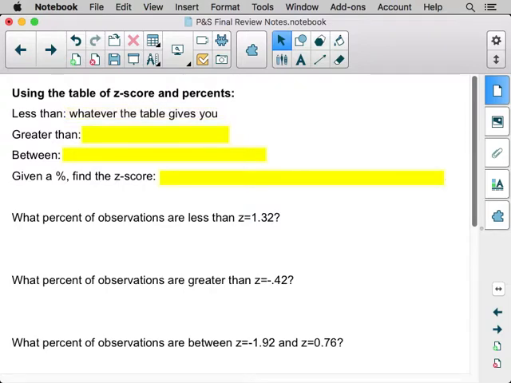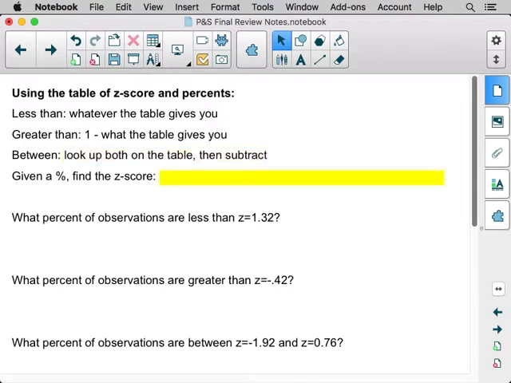So if the prompt is less than, that is literally whatever the table gives you, okay? You look at your z-score in the table, and whatever it gives you, boom, that's your answer. Greater than, remember you have to take 1 minus whatever the table gives you, okay? You have to do the reverse because the table is built for less thans. For between, you have to look up both values in the table, then subtract them. And if you're given the percent and asked to find the z-score, that's where you work backwards. You find the percent in the middle of the table, work your way out to the z-score, okay?